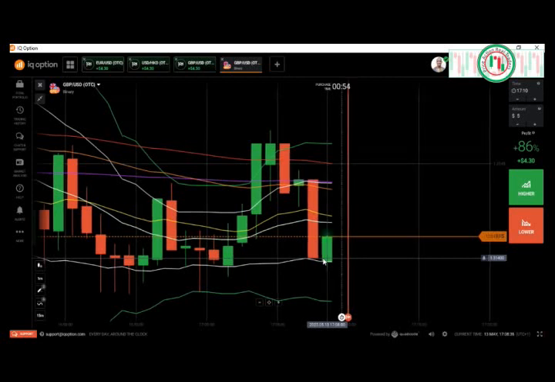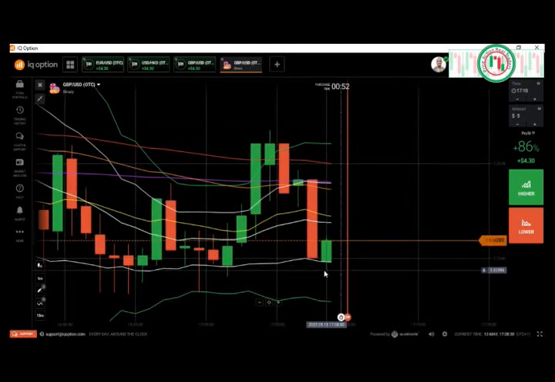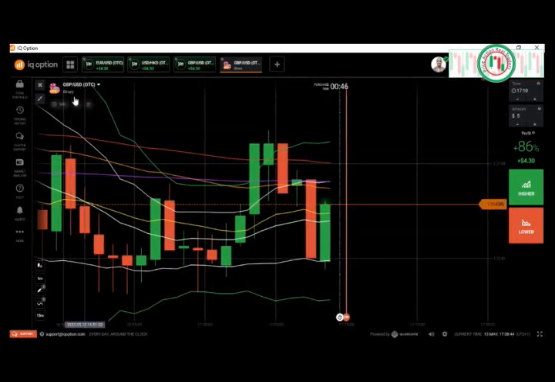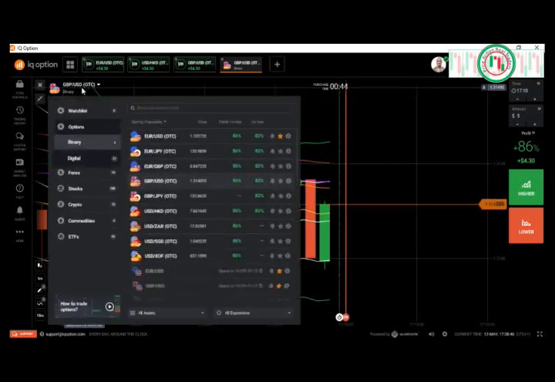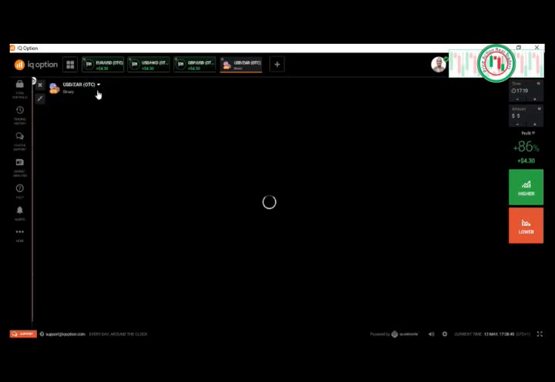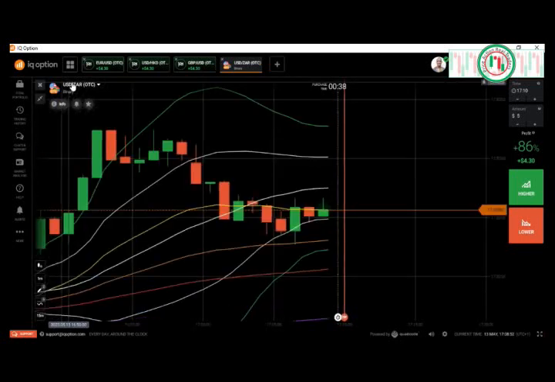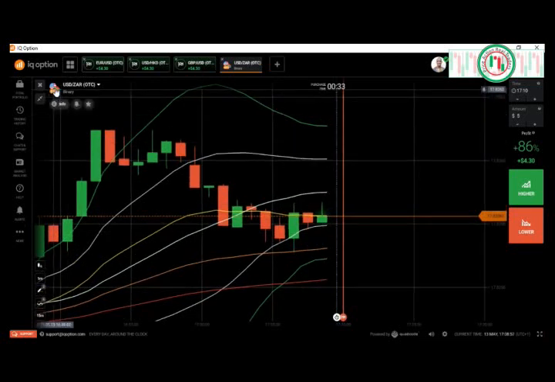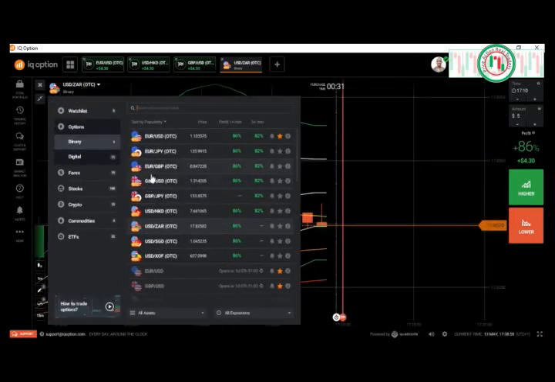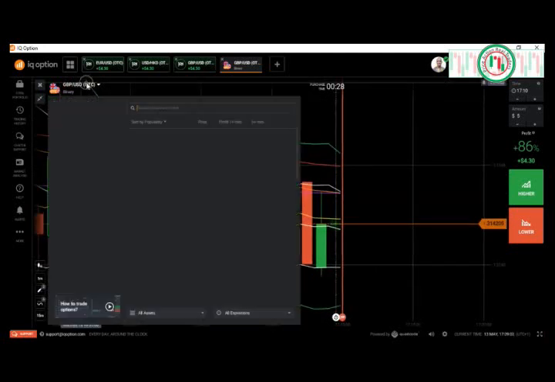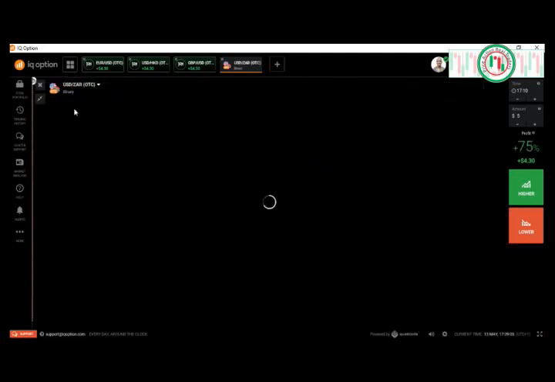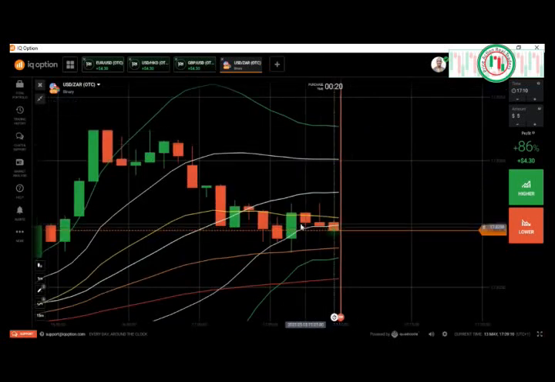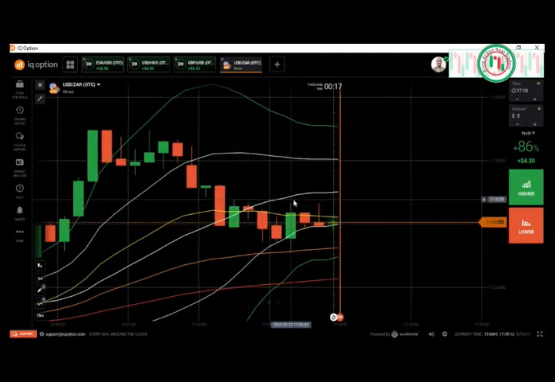But the market is reversing. See, the market is reversing. The volatility is too high. You see here, down, up, down. I missed it. So let me wait for this candle. Down, up.